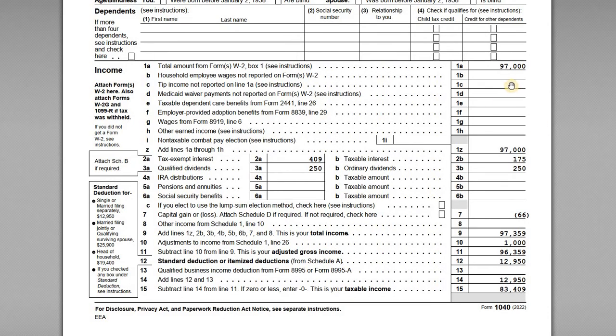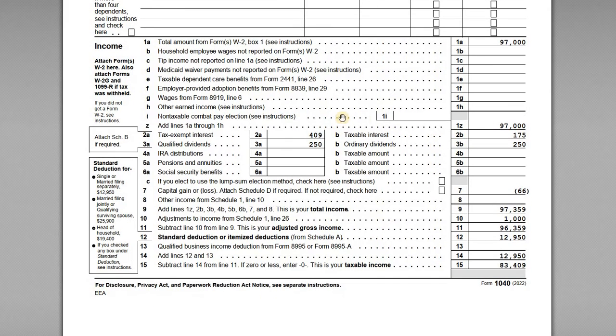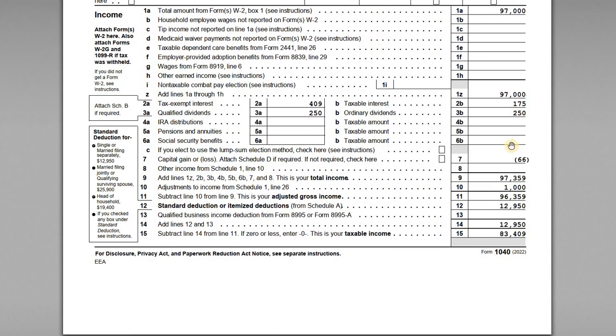But you can see here, we're on page 1. We've got the wages, $97,000 up there, and the investment income down here. So there's the $409 of tax-exempt municipal interest, so not taxed at the federal level. And we see the taxable amount of interest and then the dividend income. We've got Adam's net amount of capital gains and losses.